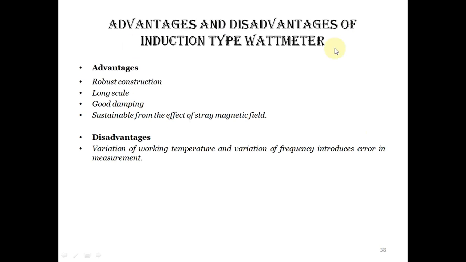What are the advantages and disadvantages of induction type meter? Advantage is robust construction, long scale, good damping, and it is insensitive to the effect of stray magnetic field. What are the disadvantages? Variation of working temperature and variation of frequency introduce error in measurement. Secondly, it cannot measure DC as it is an induction type of instrument.